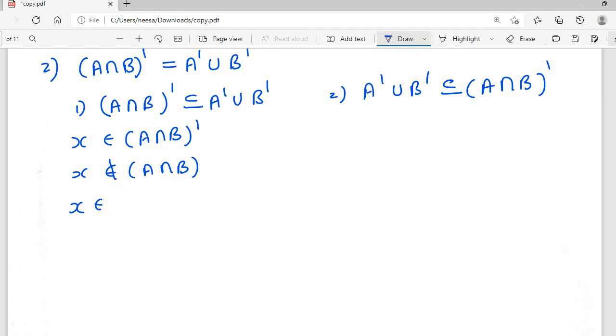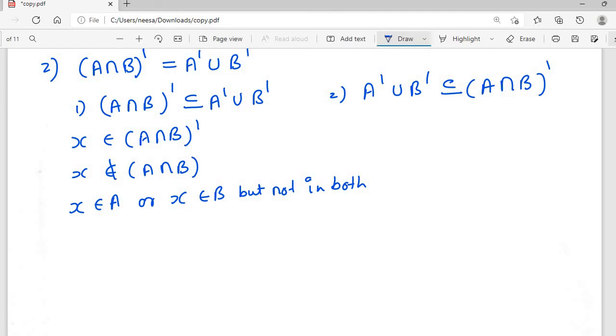So if some element is not belonging to both, which means X can be in A or X belongs to B but not in both, which means it is possible that X may be belonging in A or X may be belonging in B but not in both definitely, and it is also possible that it is not belonging in both of these sets. So if we say that X is not the element of A intersection B, then there are 3 possibilities.